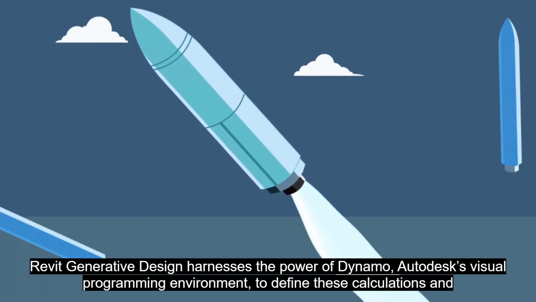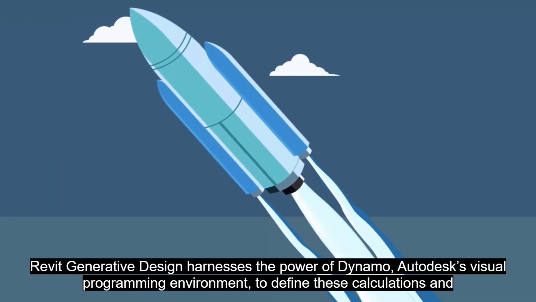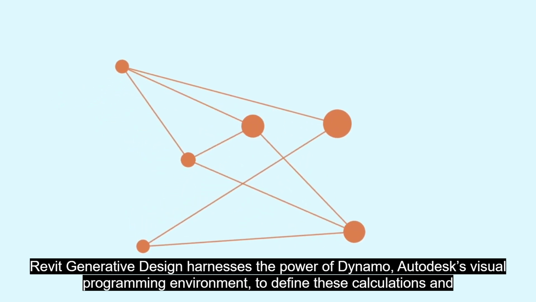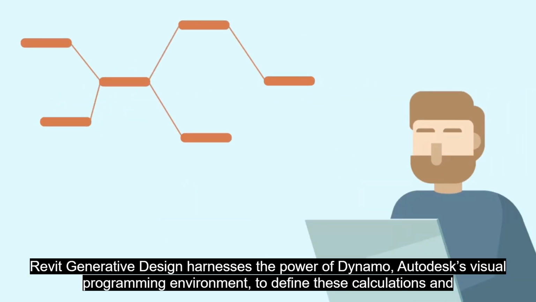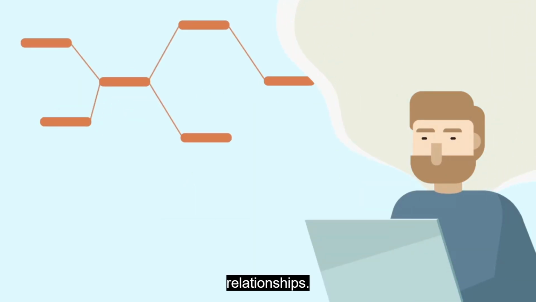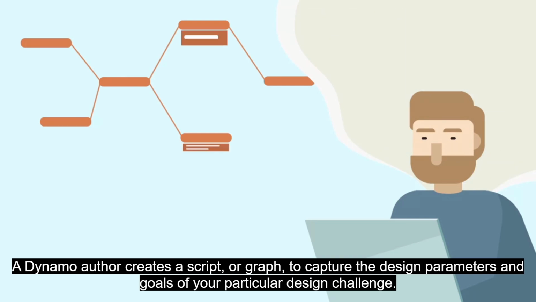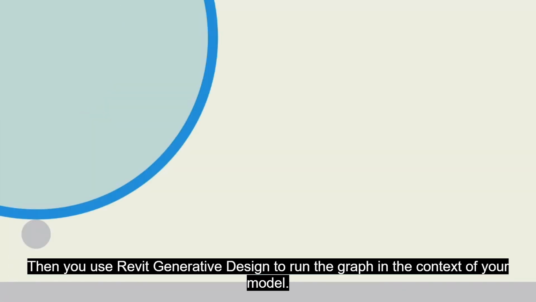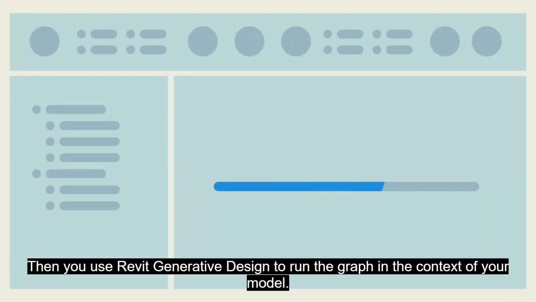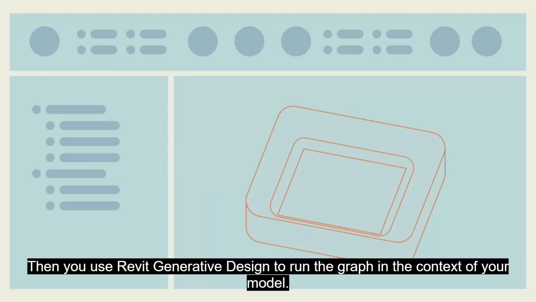Revit Generative Design harnesses the power of Dynamo, Autodesk Visual Programming Environment, to define these calculations and relationships. A Dynamo author creates a script or graph to capture the design parameters and goals of your particular design challenge. Then you use Revit Generative Design to run the graph in the context of your model.